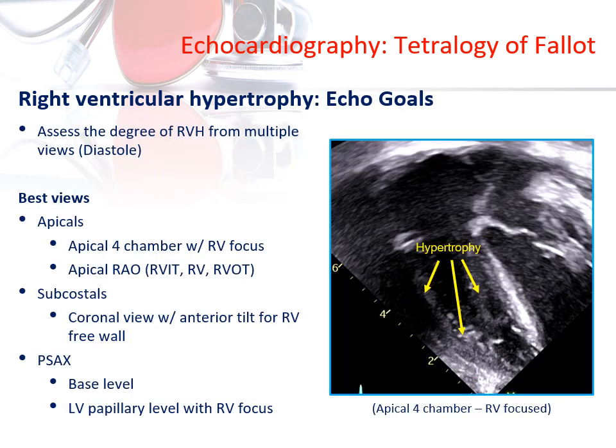Okay, RVH echo goals, they're pretty simple. You just want to assess the degree of RVH from multiple views in diastole. So some of the best views are going to be apicals, like apical 4 with an RV focus, apical RAO, which I'll show you in a minute, and then subcostals, a coronal view with an anterior tilt for the RV free wall, and then of course parasternal short's always great, base level, papillary level, etc. And you can see that this has some obvious hypertrophy here in the right ventricle.